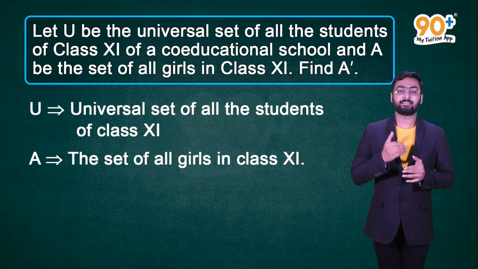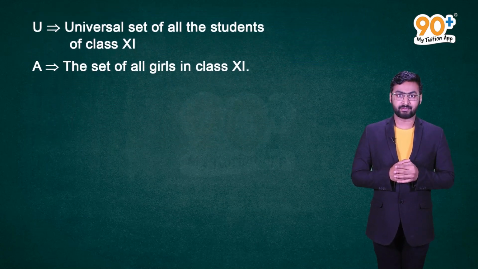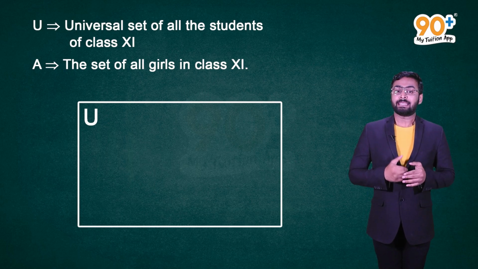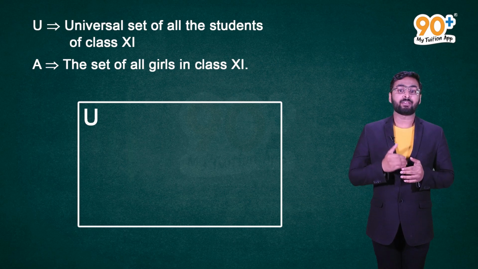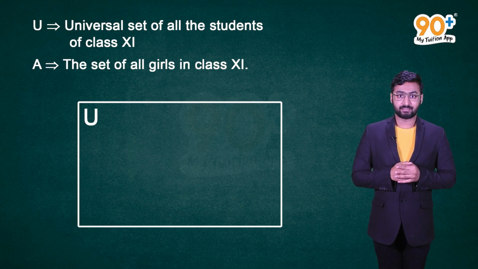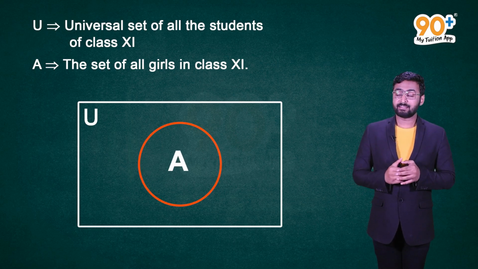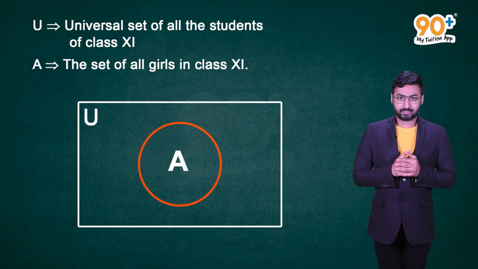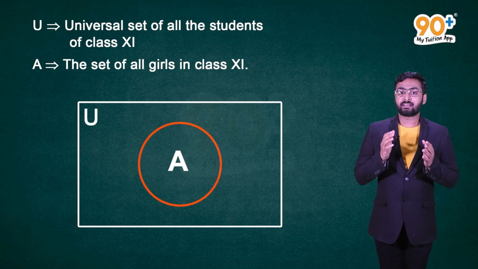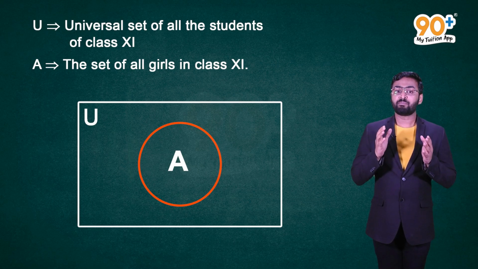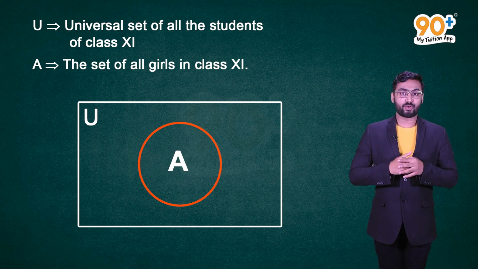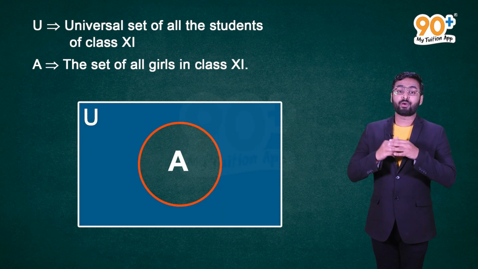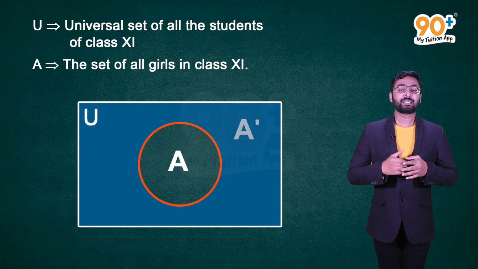Let's take a look at it with the help of a Venn diagram. Here, the universal set U includes all the girls and all the boys of class 11, and set A contains all the girls of class 11. We know that the complement of A will contain all the elements which belong to U but do not belong to A. So clearly, the set of all the boys of class 11 will be the complement of A.